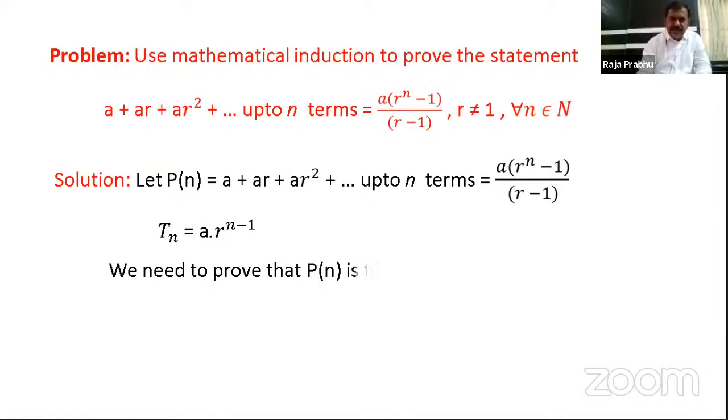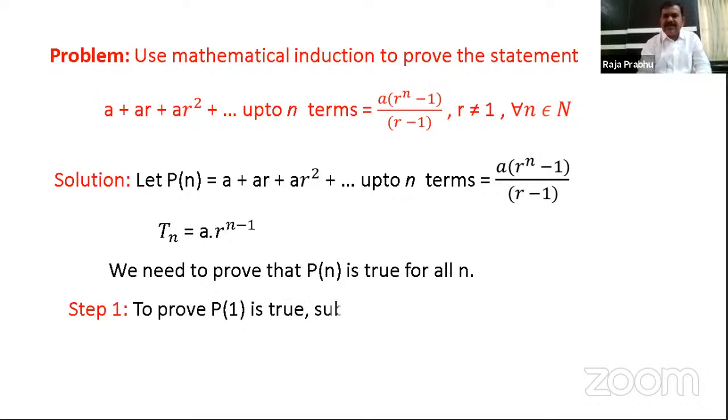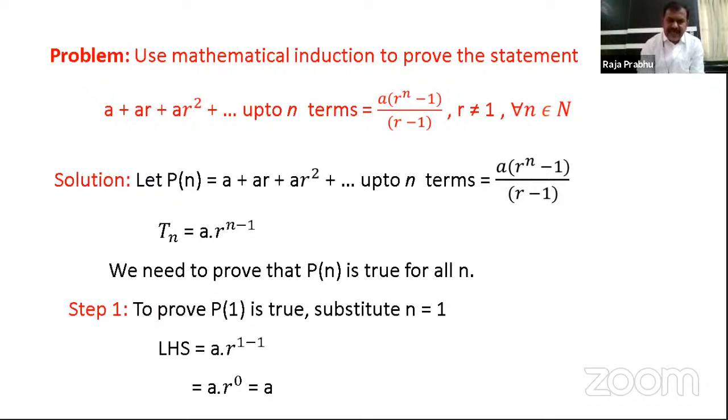After writing that, let us go for proving this. We need to prove that the statement P of n is true for all natural numbers. For that, let us come to step 1. Step 1 is verifying whether it is true for n equal to 1 or not. I am verifying now by substituting 1 in the place of n. What is the left hand side, I mean the nth term? That is a r to the power n minus 1. In the place of n, 1 is substituted. Then a into r to the power 1 minus 1, that is 0, nothing but a r to the power 0. Something to the power 0 is always 1. Therefore, that is a into 1, which is a. So we have got a in the left hand side.